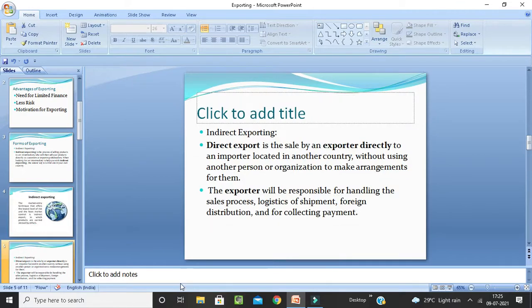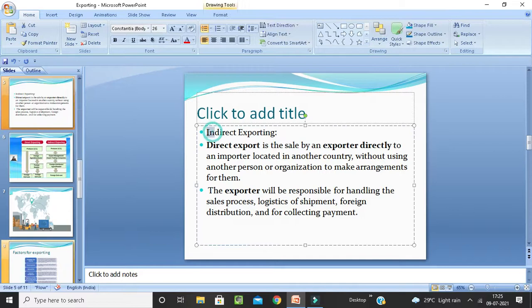Now coming to direct exporting. Here is a spelling mistake. I'll just correct this. Yes. Now direct export is nothing but the sale by an exporter directly to the importer located in another country, without using another person or organization to make arrangements for them. See, in indirect exporting, what is happening?